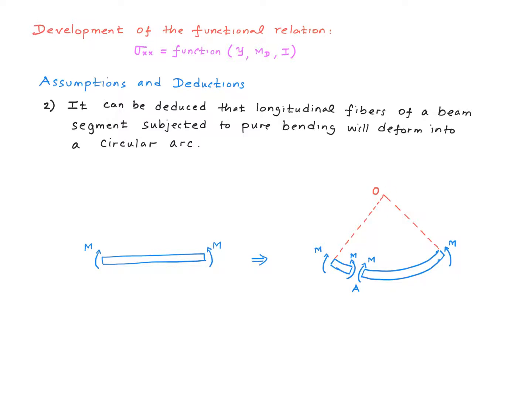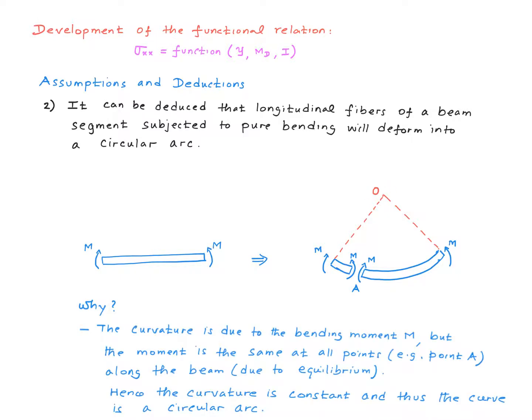O here is the center of the circle. But what is the reason that the curve is part of a circle? Here is the explanation for that. Well, the curvature is caused by the bending moment, right? But the bending moment is the same at all points along the beam. For example, if I take a point like point A, the bending moment on that cross section is still M. This is because of the equilibrium. In other words, this section will have to be in equilibrium as far as the moment equilibrium equation is concerned.